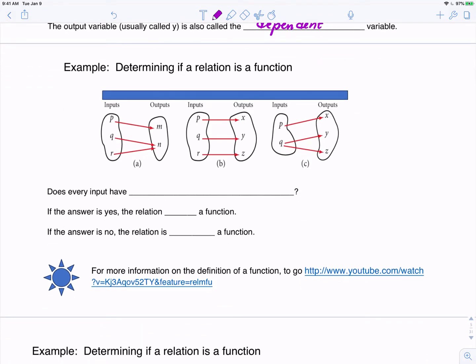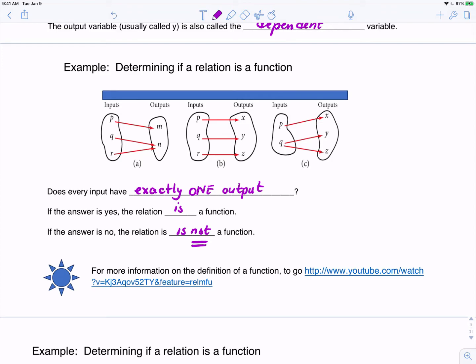So let's look at how we can determine if a relation is a function. The question we're going to ask ourselves is, does every input have exactly one output? If the answer to that question is yes, then the relation is a function. And if the answer to that question is no, then the relation is not a function.